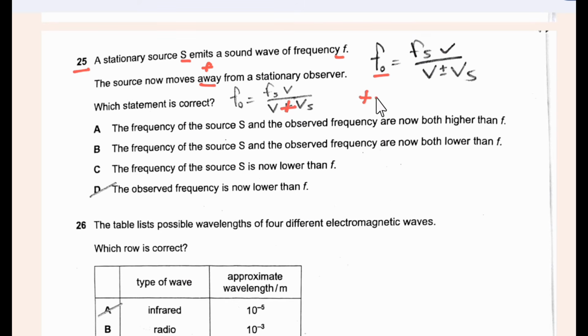But if it moves towards the observer, then it would be v minus Vs. But now since it moves away, it would be v plus Vs. As we can see, after placing the plus, the denominator value increases. Since the denominator value increases, Fo decreases. That means the observed frequency is lower. So the observed frequency is lower than F.